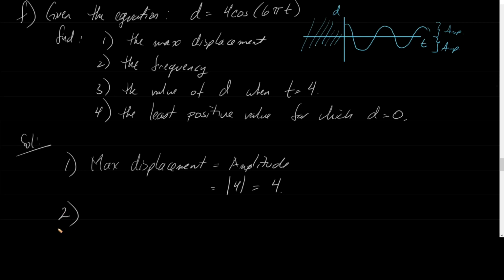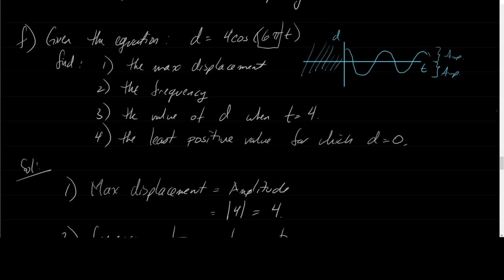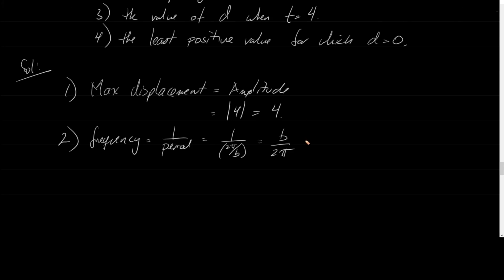All right, 2. The frequency. Well, we know that the frequency is equal to the reciprocal of the period. In other words, the period is 2 pi over b, so the reciprocal of that would be b over 2 pi. And we've got the value of b because b is just the coefficient of t inside the argument of cosine, so it is 6 pi. So what we have here is just 6 pi over 2 pi, which is equal to 3. So the frequency is 3.